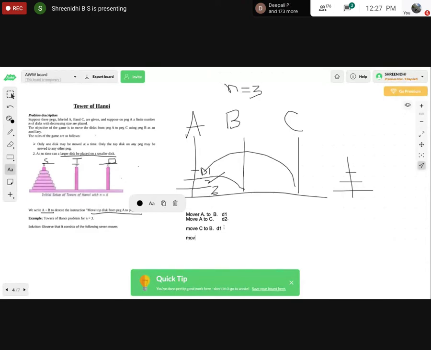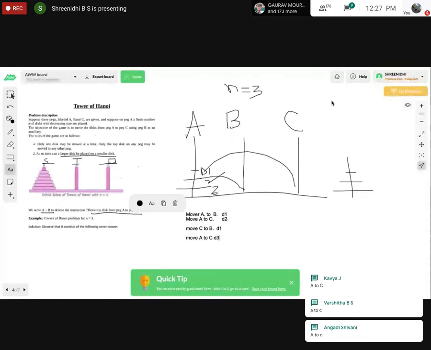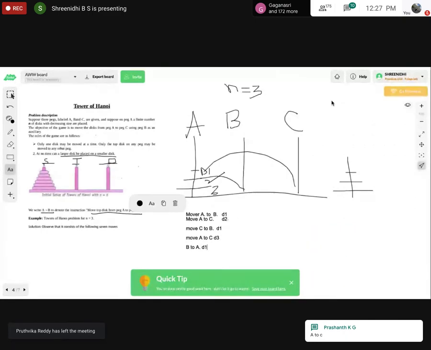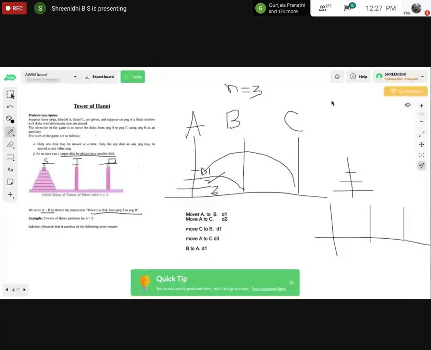Now what's the next move? Anyone? What's the next move? It will be from A to C. That's your disk 3. Yeah, disk 3. Now what's the next part? Again B to A. I'll be moving disk 1, the smaller one. Now it will be like this. I'll show a pictorial representation. In this situation, it will be like this. Here you will be having 2 disks and you will be having the larger disk. Again it will shift here.